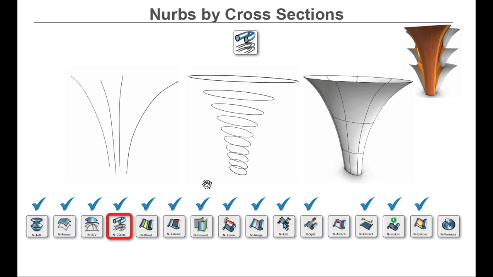Next, we just got a couple tools left. We're moving right along here. There's only two left. There's NURBS by cross sections, which is what we got showing here. There's nice little finials up on top of the towers here.